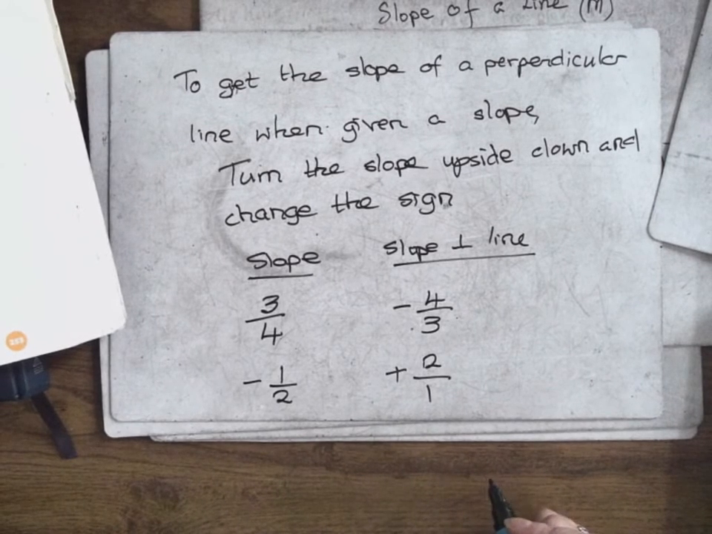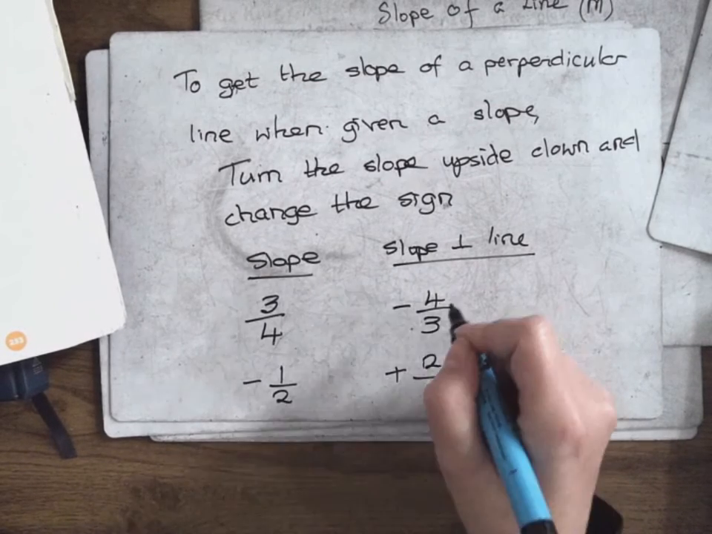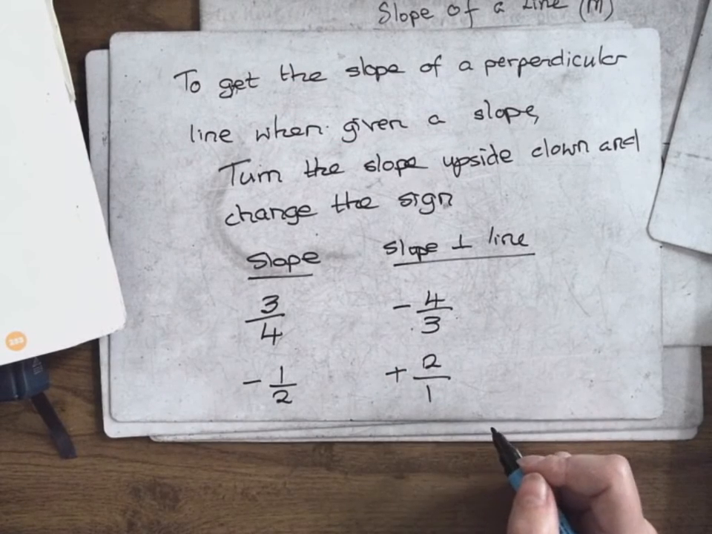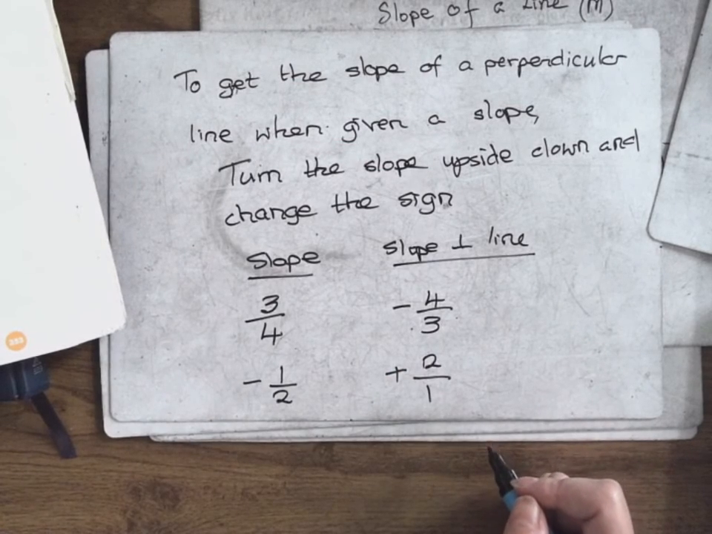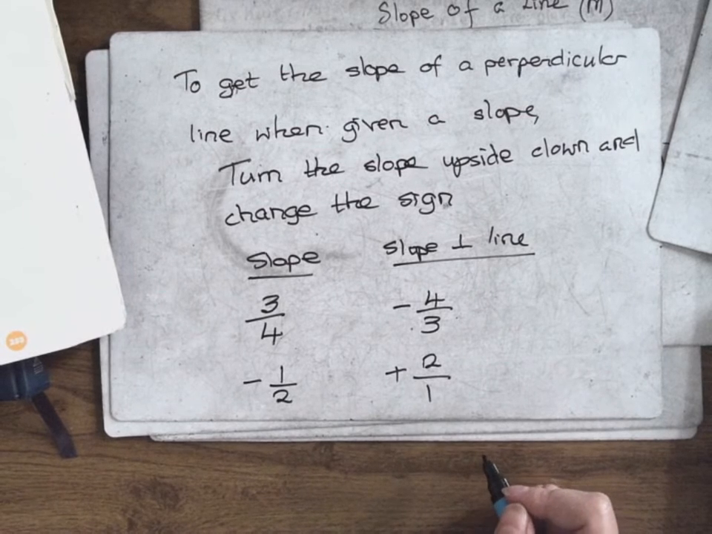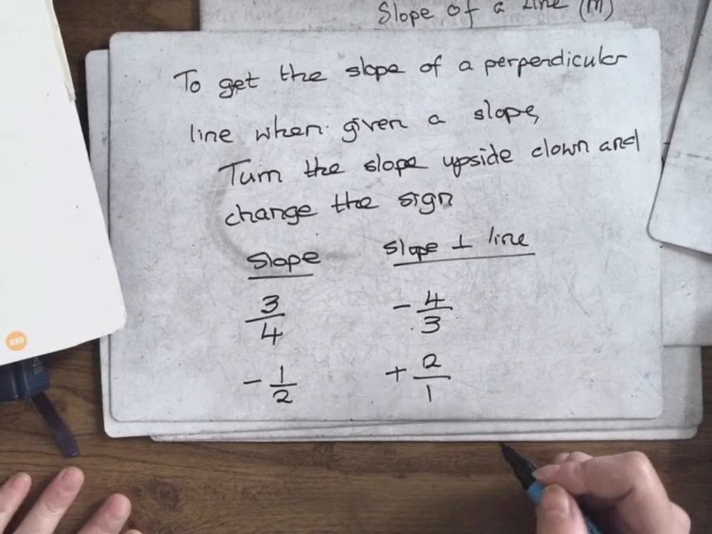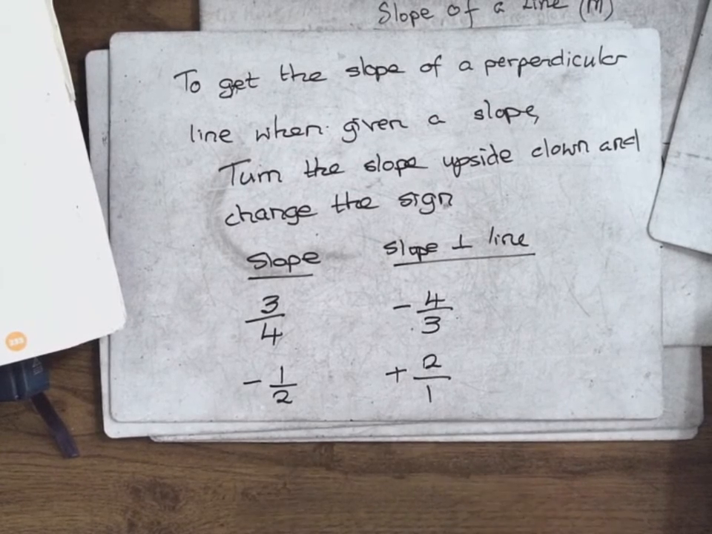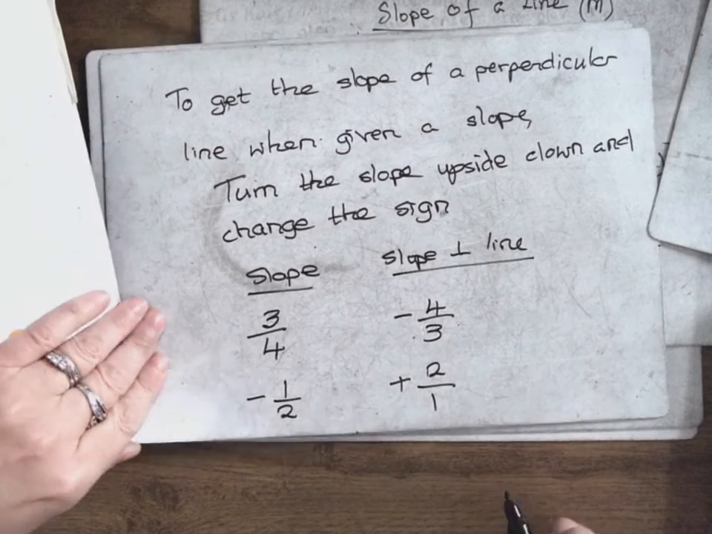Yes. And if you divided -1 by 3/4, you would get -4/3. That's exactly what you are doing. I'm just giving you a shortcut to do it. So you're actually dividing, that's very clever, you're dividing -1 by the slope you're given. That's exactly what you're doing.